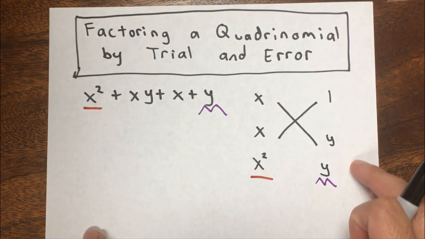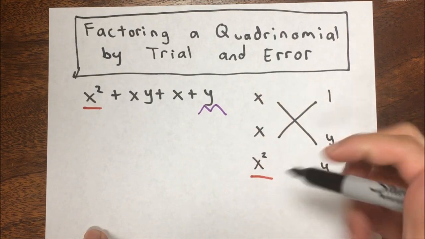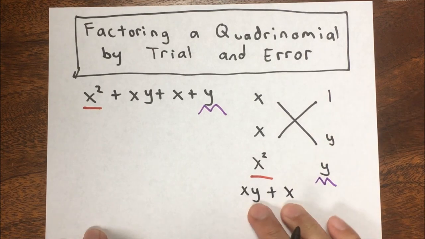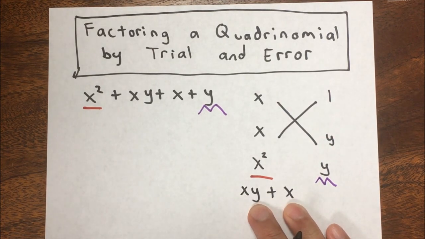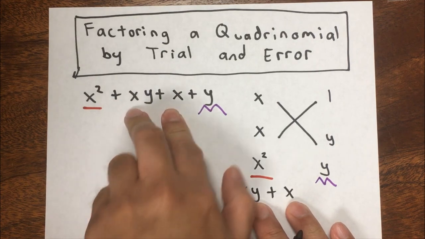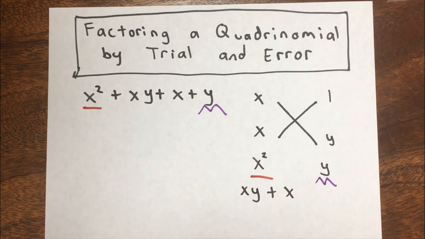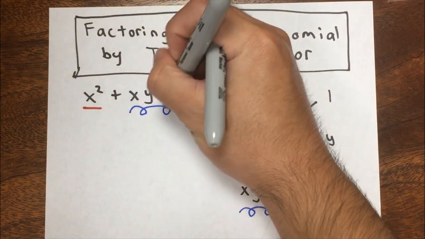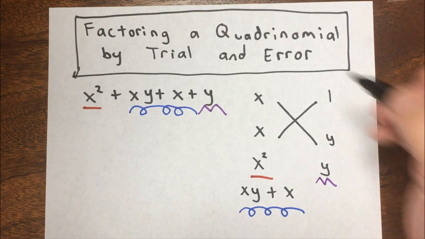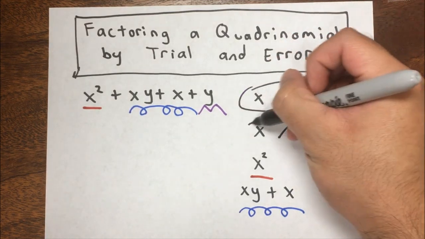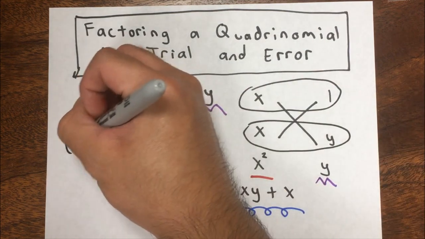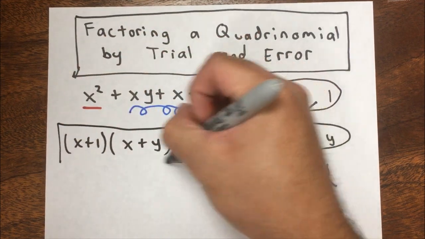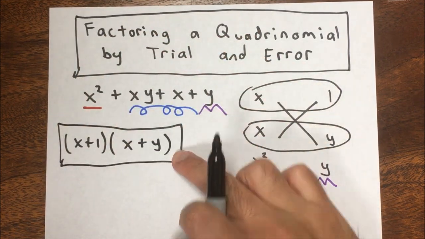And then let's check our middle term. So x will follow the x pattern. X times y gives us xy, plus x times 1 gives us x. You can't add these two because they're not like terms. And you'll see that it's the same as our middle terms. So that also matches up. So that means that this is going to be a factor, and this is going to be a factor. So x plus 1, x plus y. If you multiply this out, you should get this.